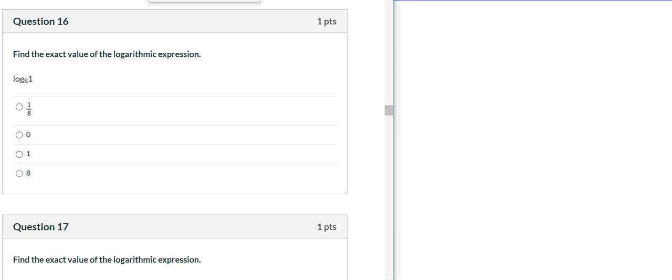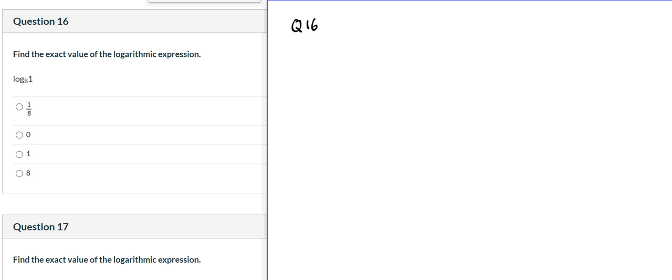In this video clip, we want to find out the exact value of the logarithm. We want to find out log base 8 of 1 equals what? Again, the answer is the exponent of this base.